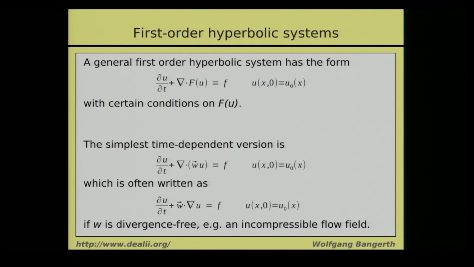So you can think of this equation as follows. This W could, for example, be a wind field. So if you think about, let's say, pollutant transport in the air or in water, then W would be at every space point x and at every time t the direction and velocity of flow with which the medium moves. And U could, for example, be the concentration of a pollutant.